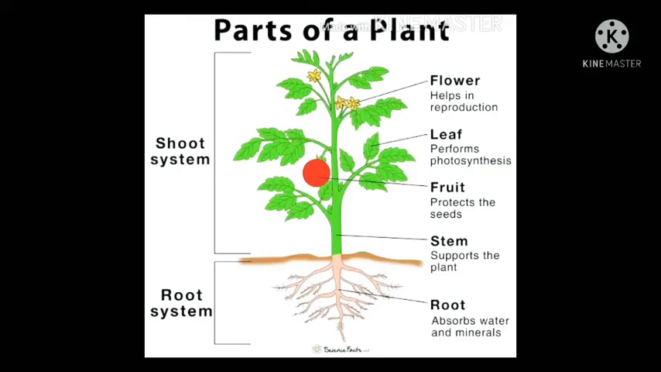Typically, a flowering plant has two parts, one below the ground and one above the ground. The part that is below the ground is called the root system, and the part that is above the ground, that is the stem, its branches, leaves, flowers and fruit, is called the shoot system.